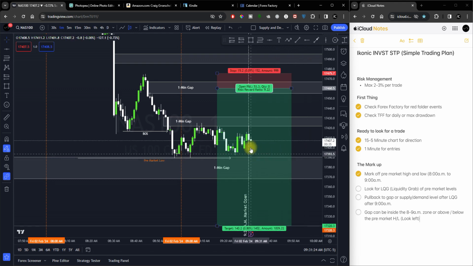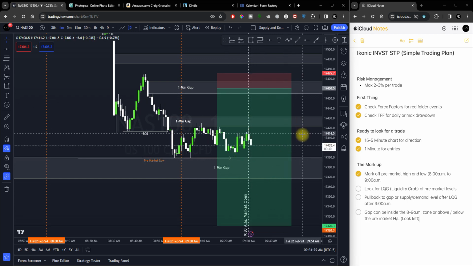I don't know how long we're gonna have to wait to see the market push all the way up to the top, or snag some liquidity down here.